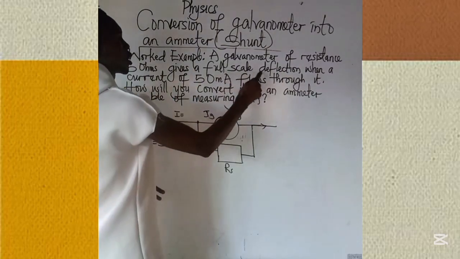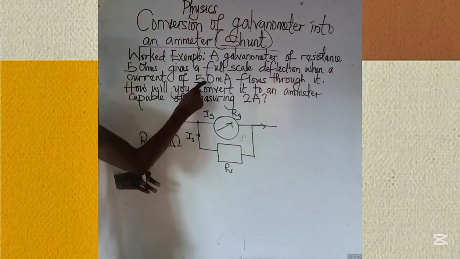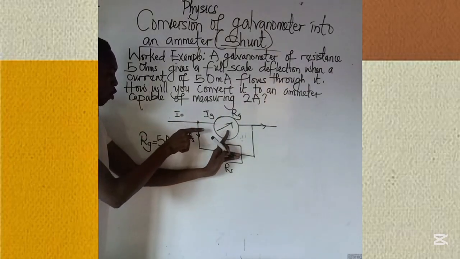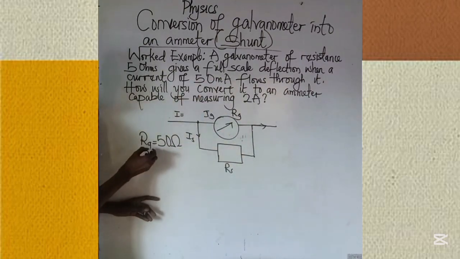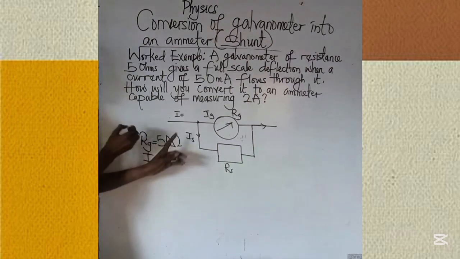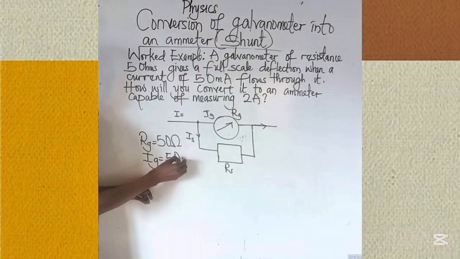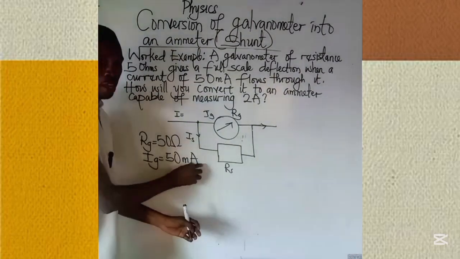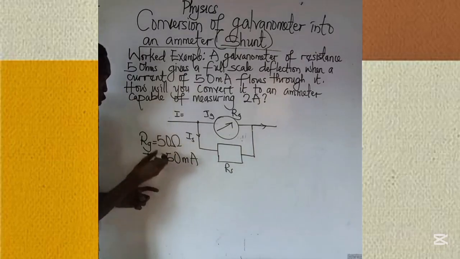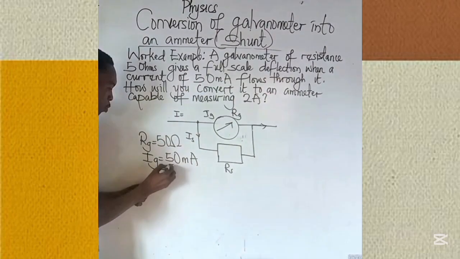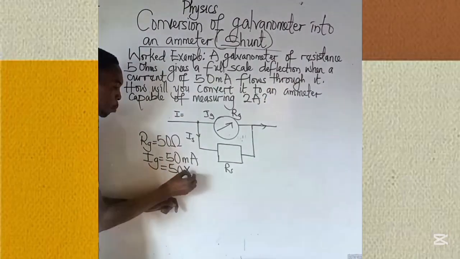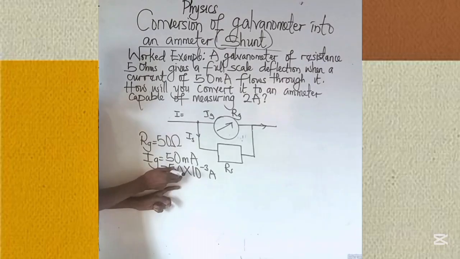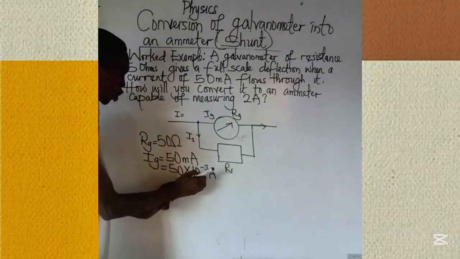Now, it gives a full scale deflection when a current of 50 milliampere flows through it. So it means the current flowing through the galvanometer is what? 50 milliampere. Of course, the standard unit of current is what? Ampere. But since we are given milliampere, what you need to do is change milliampere to ampere. And how do you change milliampere to ampere? You multiply it by 10 raised to power minus 3, or you divide it by 1,000. All right.